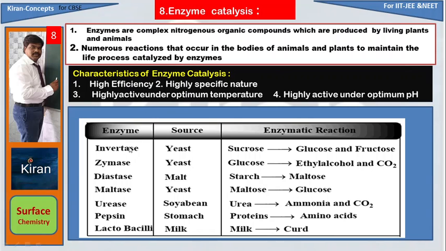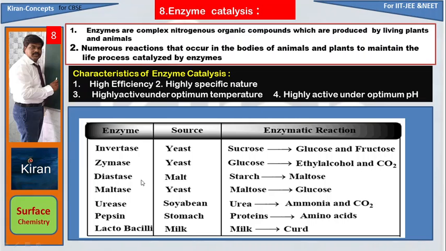Here, the invertase enzyme is utilized as a catalyst. It is available from yeast, and it converts sucrose to glucose and fructose. Sucrose, C12H22O11, when converted into glucose as well as fructose, needs one enzyme, that is invertase, which is available from yeast. Zymase enzyme converts glucose to ethyl alcohol. The source of zymase is yeast.